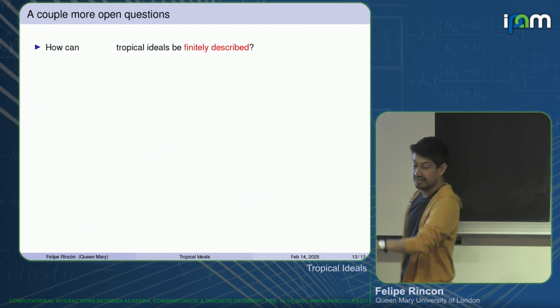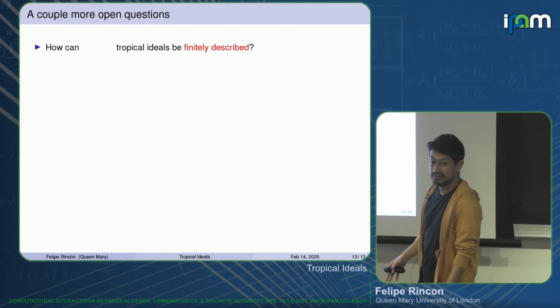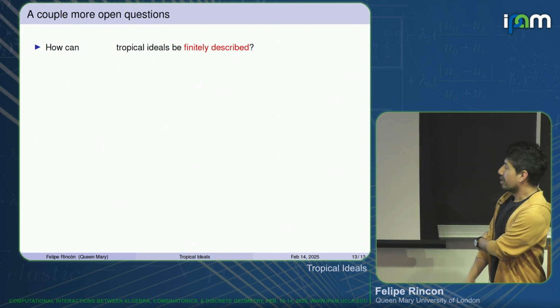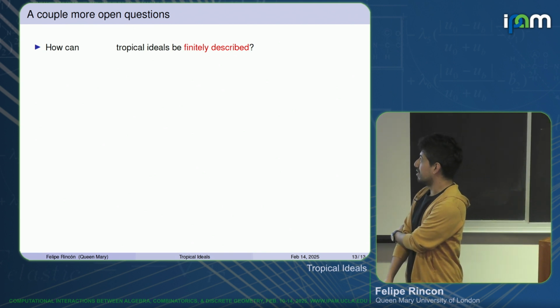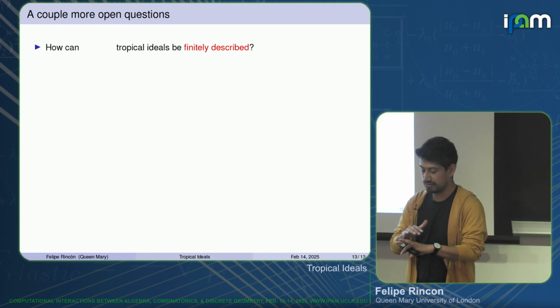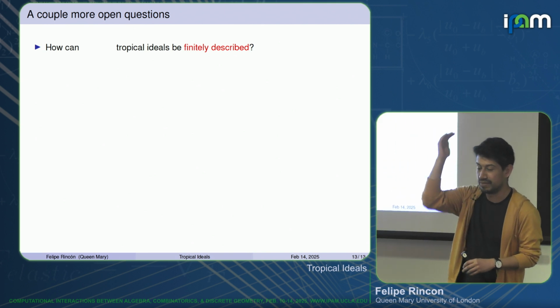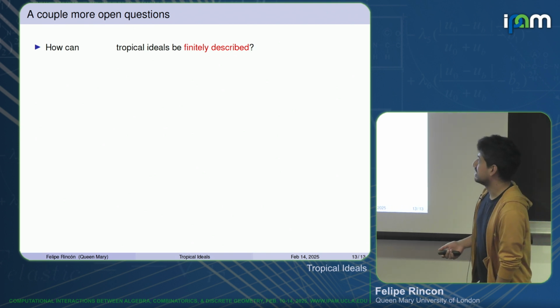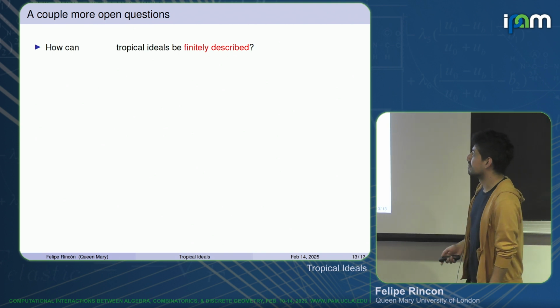And let me just finish with a couple of questions that maybe I thought this community would like. One of them is how can we finally describe tropical ideals, right? As I defined it over here, I'm telling you a tropical ideal is an infinite tower of matroids, and how can I email you a tropical ideal is not clear. How can I send you this infinite tower of matroids?